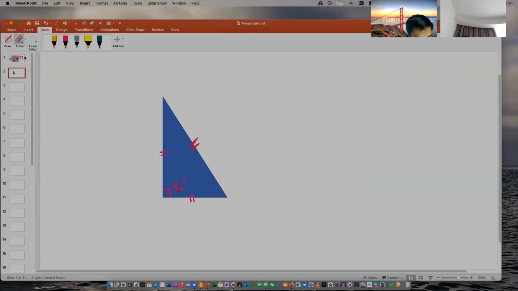This is called the base. Yeah, no problem. And this is called the height. I think you also have no problem.